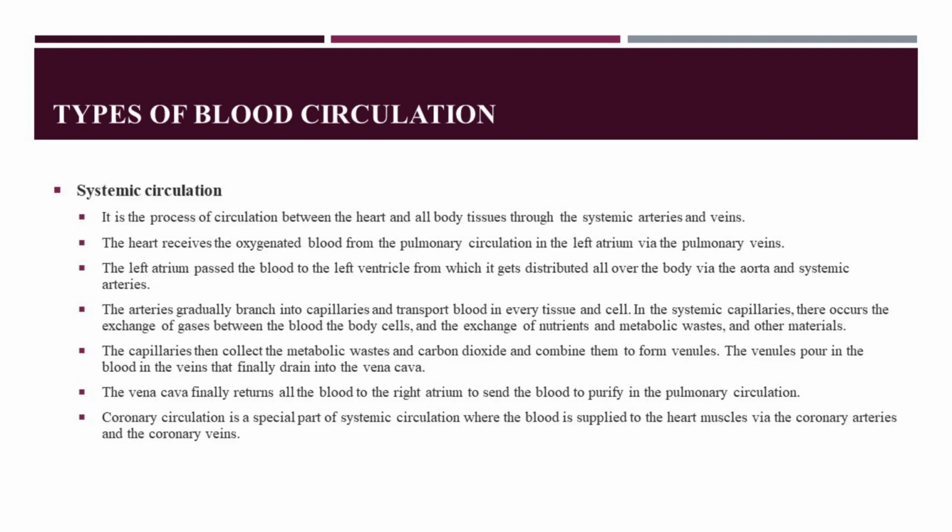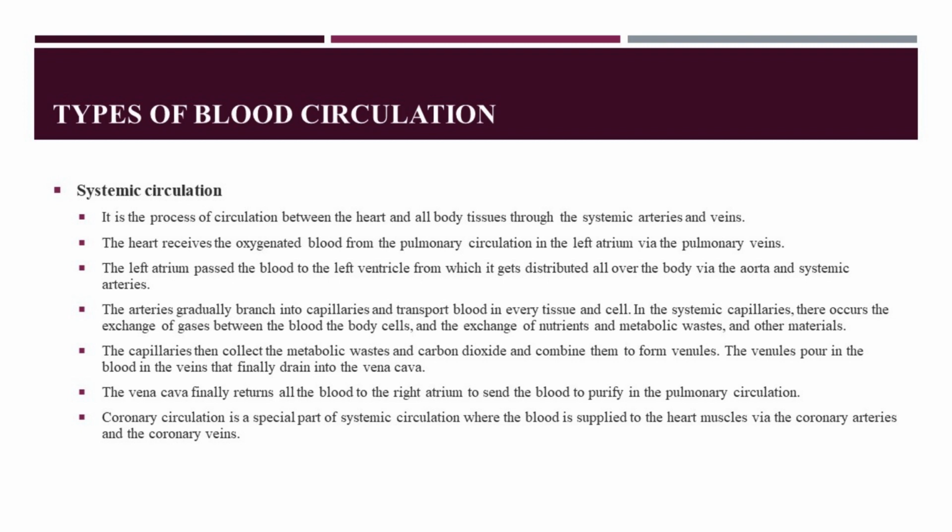Systemic circulation. It is the process of circulation between the heart and all body tissues through the systemic arteries and veins. The heart receives the oxygenated blood from the pulmonary circulation in the left atrium via the pulmonary veins. The left atrium passes the blood to the left ventricle, from which it gets distributed all over the body via the aorta and systemic arteries.